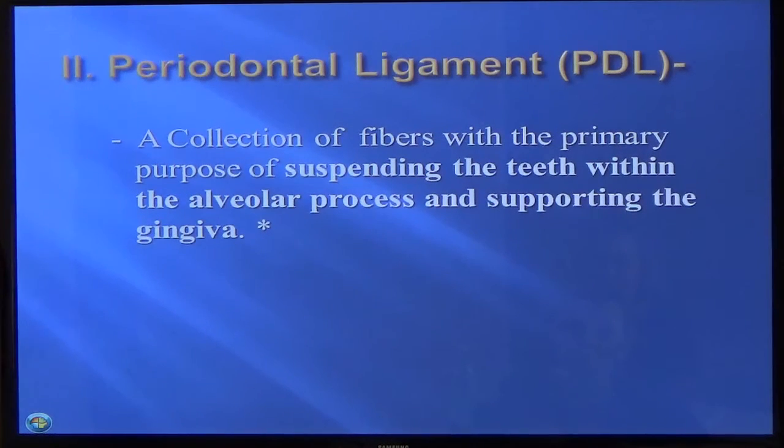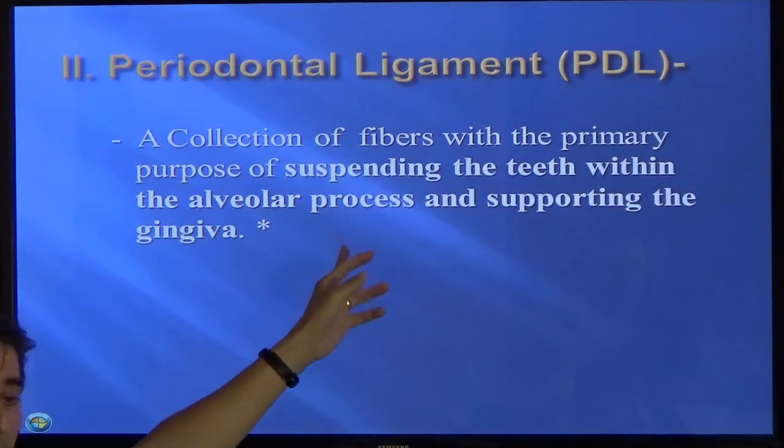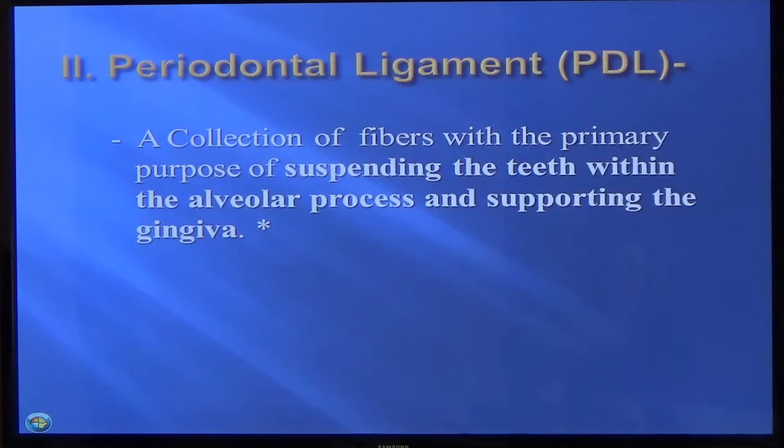So know the difference between periodontium and periodontal ligament, because those are similar. They're both tissues. The periodontium is the collection of tissues that support the teeth. The periodontal ligament is a collection of fibers that suspend the teeth in the socket. Because you guys will get that confused.